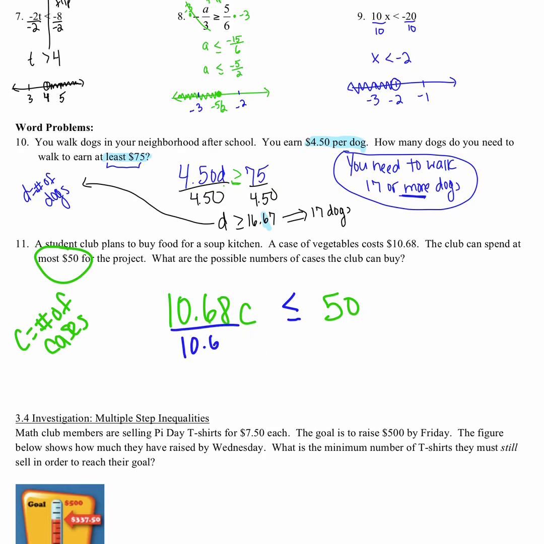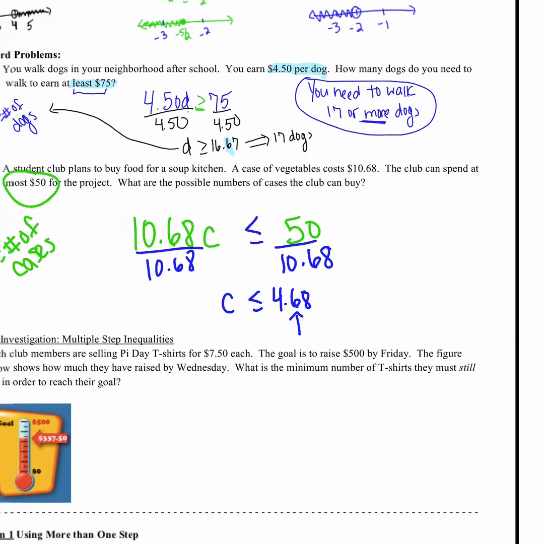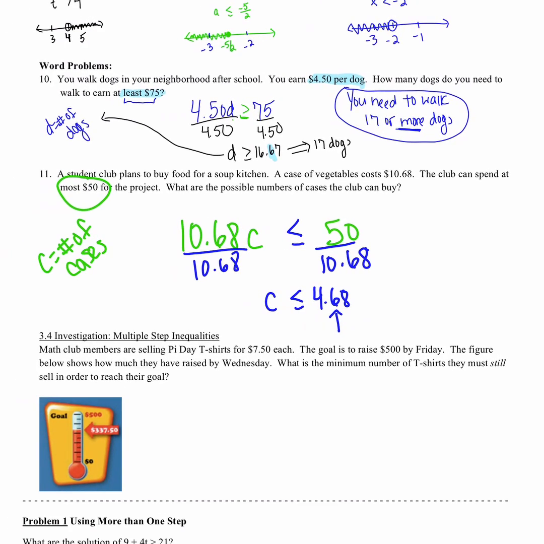When you go to solve it, you end up getting C is less than or equal to 4.68 cases. Now, assuming you can only buy full cases, okay, this 6 would technically tell us to round up. However, if you round up on this problem, you're not going to have enough money to actually buy 5 cases. Therefore, you would want to round down. So they can buy 4 or less cases.